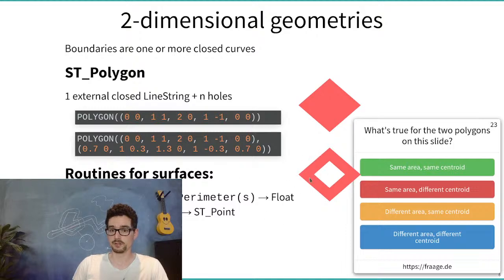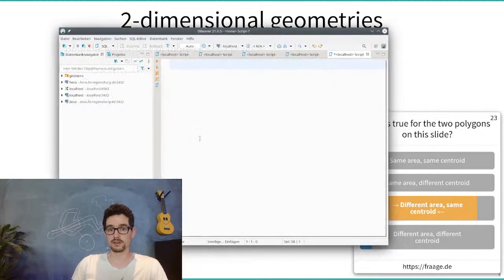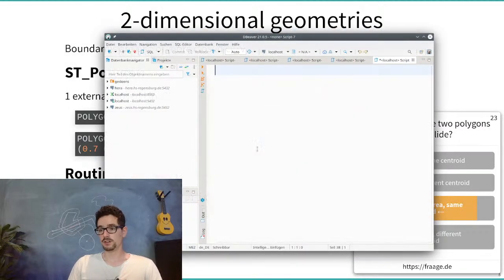Yeah, the area is of course not the same. Here's more red. The perimeter is, no, the centroid is the same. Exactly. I just opened DBeaver, and DBeaver is my favorite client for working with geometric data because it can visualize the results on OpenStreetMap, on a map.